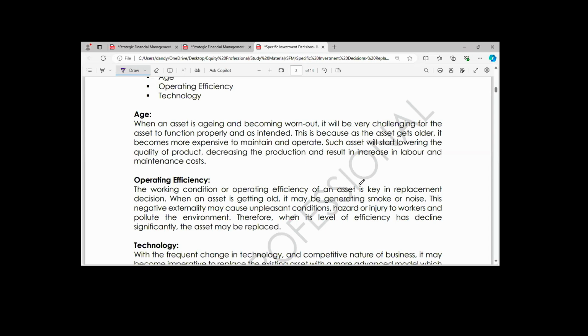So once the operating efficiency of an asset has declined significantly, then it is better for the company to replace the asset. Otherwise, the assets may cause unpleasant conditions. It may cause injury for the workers that are operating the assets. It can even pollute the environment, like I mentioned, through smoke or noise. So once the operating efficiency, the working condition of the assets has fallen below the expected, then it's important for the company to replace the assets. The third one is technology.